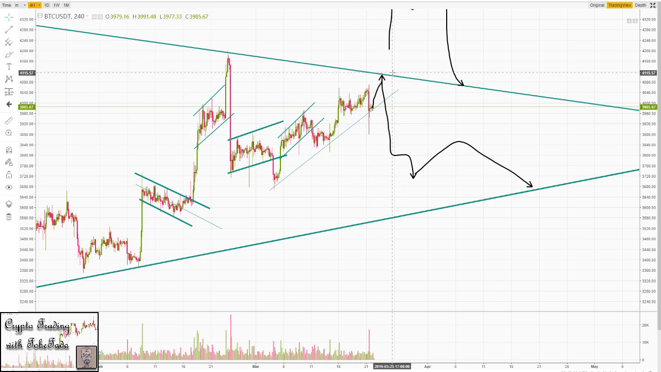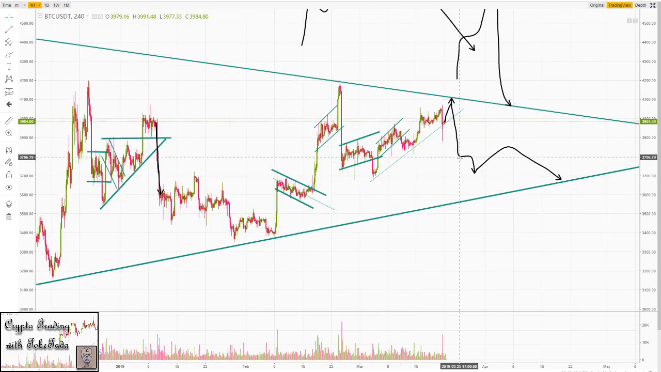I think we will, and after that we are very likely going to see this C correction, which will probably in the long term, in a couple of weeks, give us a price of about 3,700.